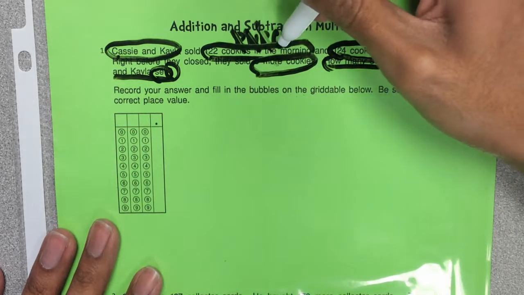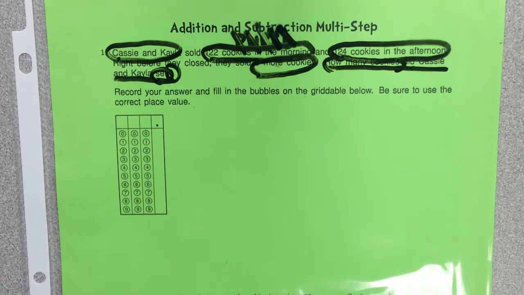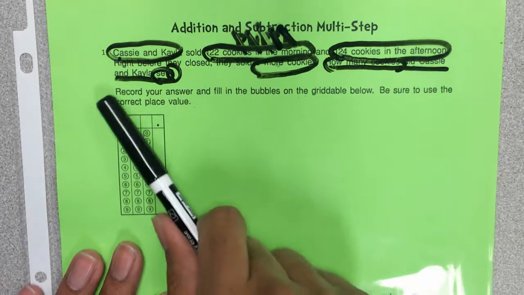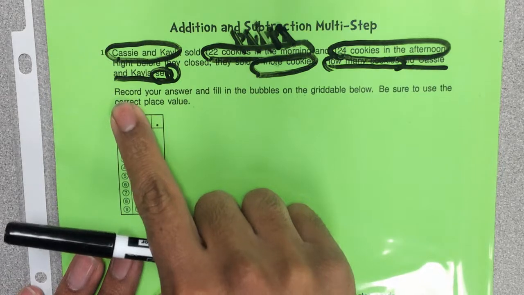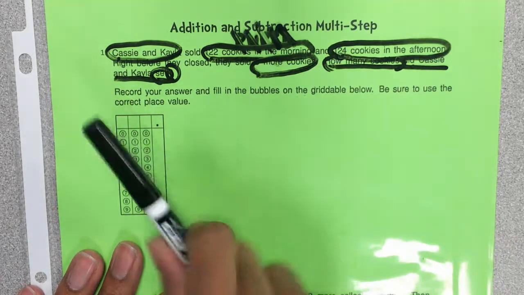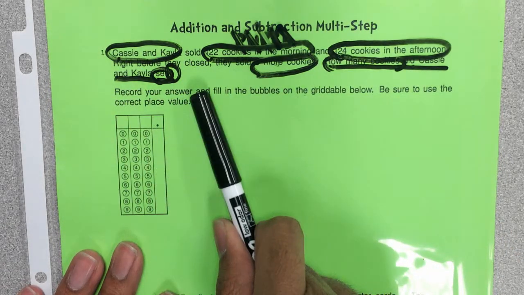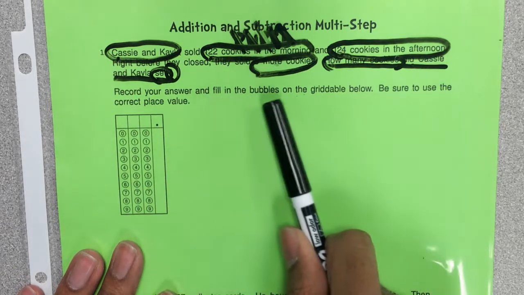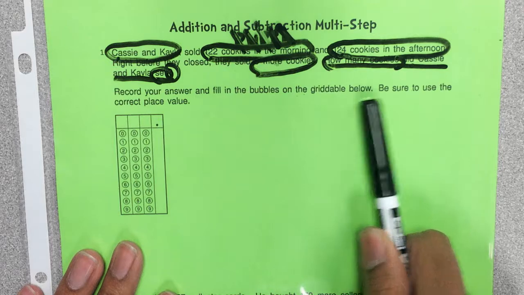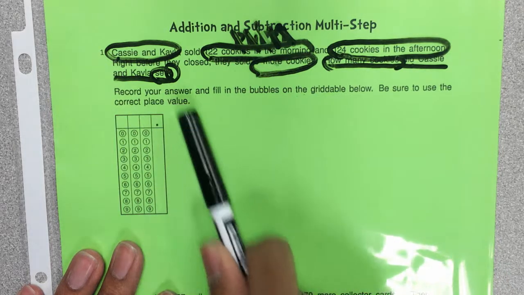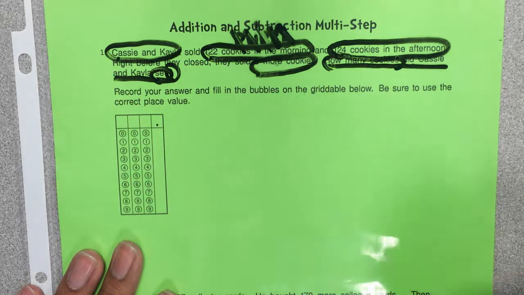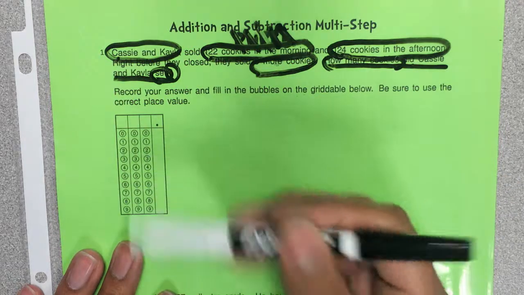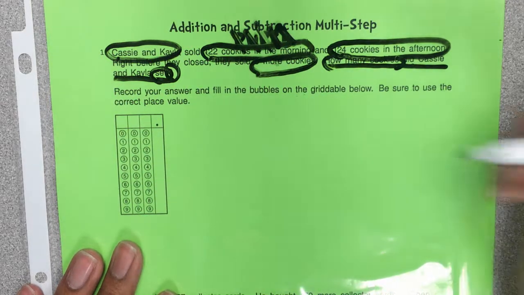We can go ahead and cross off the C and the L because there was nothing for us to label. And I know sometimes we get a little caught off guard with the sentence down here, but all this is saying is record your answer. So write down your answer here in this griddable and fill in the bubbles on the griddable. And then it says be sure to use the correct place value whenever you're putting in your numbers. So that's just telling you to put whatever your answer is in here.